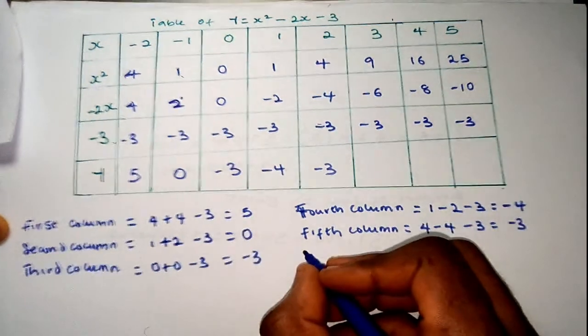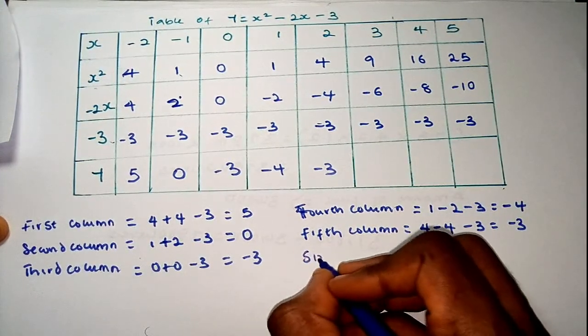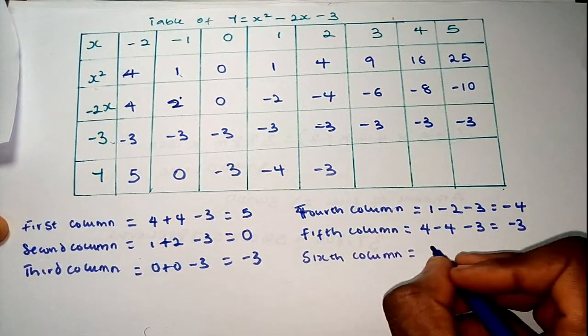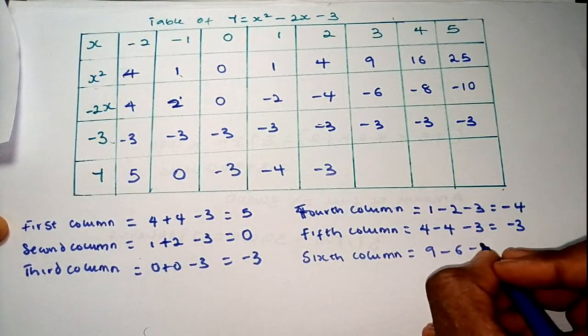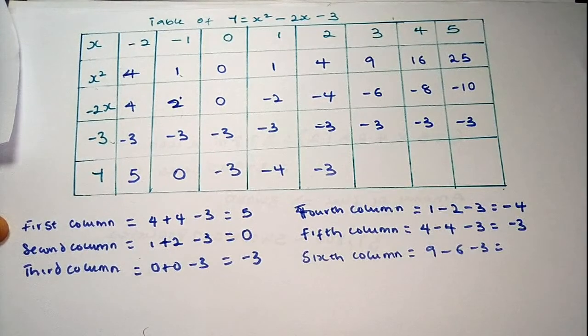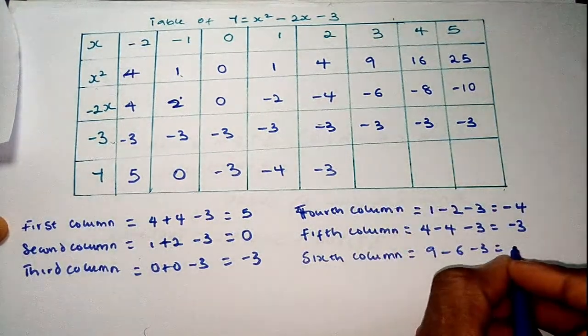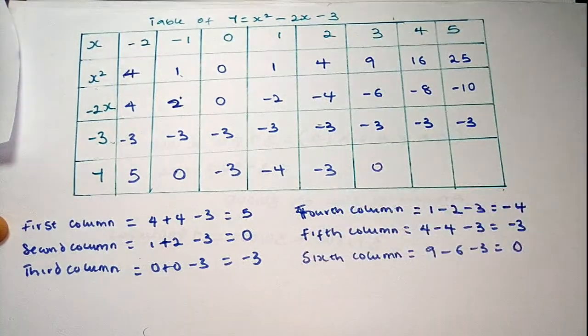Then this, the sixth column, okay, so we're almost done. We get 9 minus 6 minus 3. Now 9 minus 6 obviously is 3. 3 minus 3 will give us 0, so we'll just put 0 here.